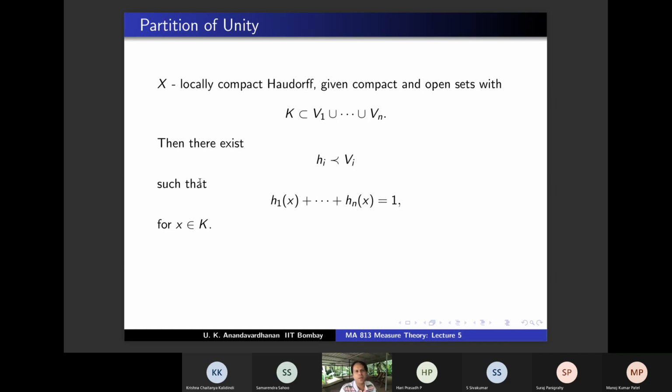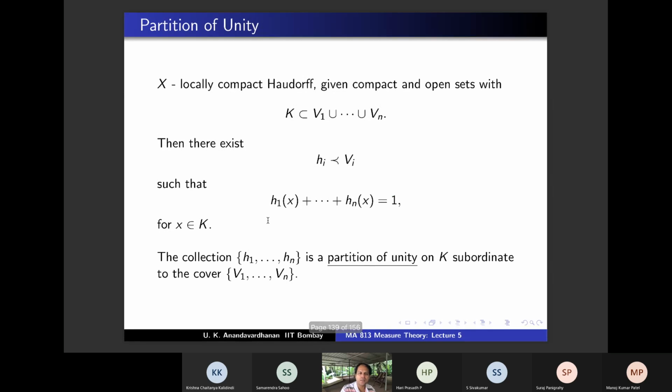as given. Then if K is contained in a union of 5 open sets, you will get 5 continuous functions behaving well with appropriate support such that the sum is identically 1 on K. And this is called a partition of unity. This collection h1 through hn is a partition of unity. You are partitioning unity on K subordinate to the cover V1 through Vn. And this will play a crucial role in what we are going to do.